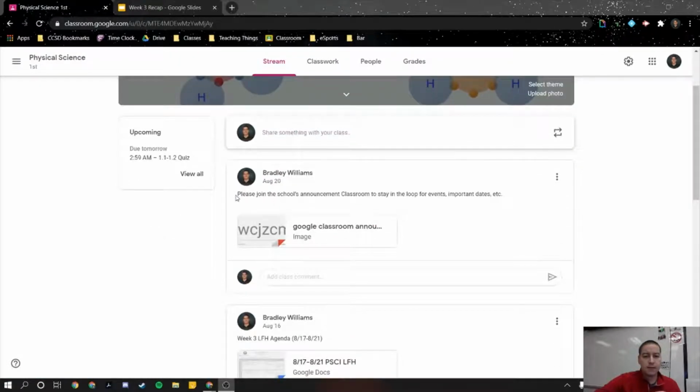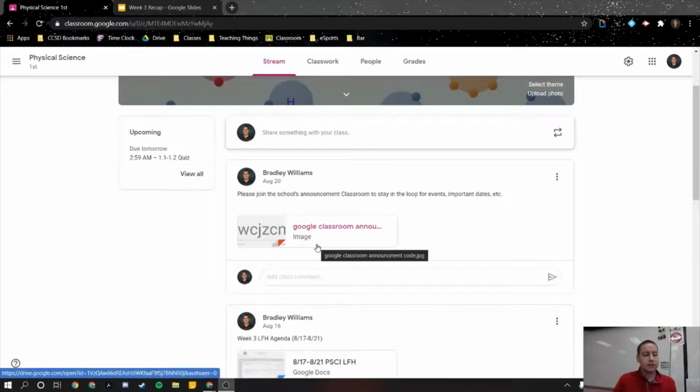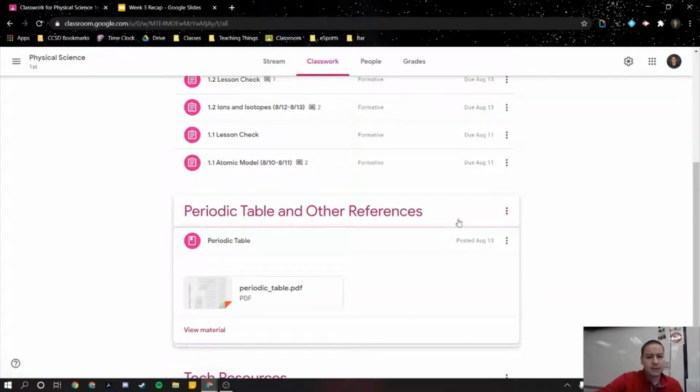Notice I posted the announcement classroom code. Instead of using Remind, the school has to use Google Classroom now. So definitely go and join that to get all the announcements the school will send out. I'm going to click on the classwork tab because this is where all of our classwork is.